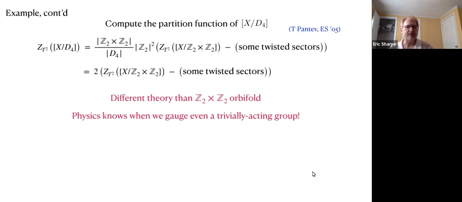You know, nowadays, this might not be so surprising. I could phrase this by saying that the D4 orbifold has a one-form symmetry. The Z2 cross C2 orbifold does not have a one-form symmetry. Since they have different symmetries, they must be different theories. But I think for the first decade I was giving talks on this, this was a point that people kept getting hung up on. How can physics know about gauging something that's acting trivially? So, after having answered that question many times, I've thought it important to emphasize that point.